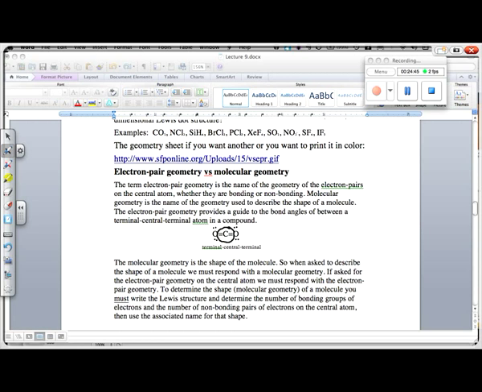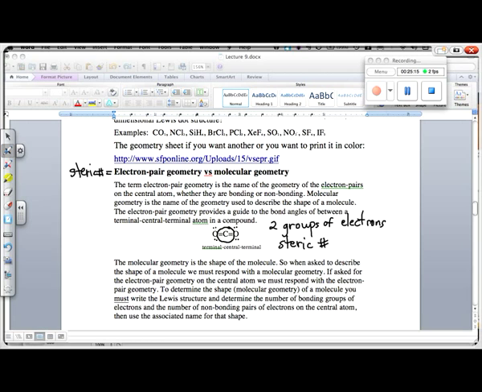So if I look at this central atom, there are two groups of electrons around the central atom. Okay? We have a fancy word for that. We call it the steric number. Steric meaning, it has a geometry meaning. The electron pair geometry for this, the steric number, is directly related to the electron pair geometry.